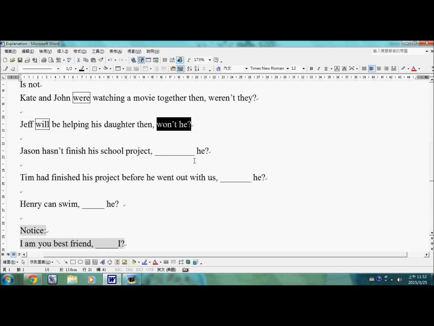Now, next one. Jason hasn't finished, lack of ED. Jason hasn't finished his school project. Now, hasn't, present perfect tense, using has or have. Again, Jason has, he. But negative statement, positive over here. So this is has he. So Jason has finished his school project, hasn't he? This is confirmation. But if I want to ask a question, meaning I honestly do not know the answer to that question, I would say, Jason hasn't finished his school project, has he? That's a real question.